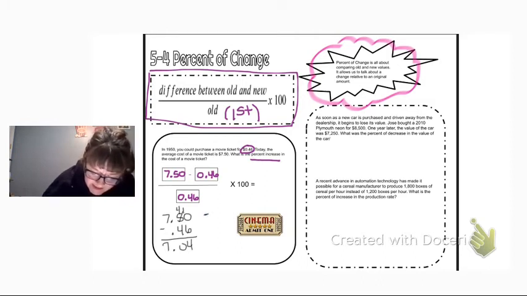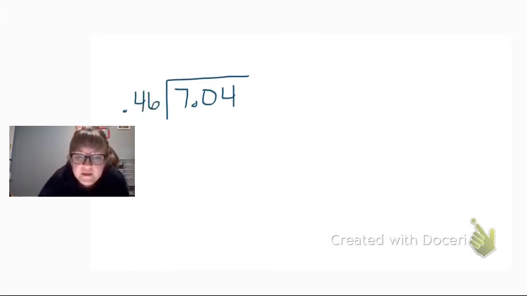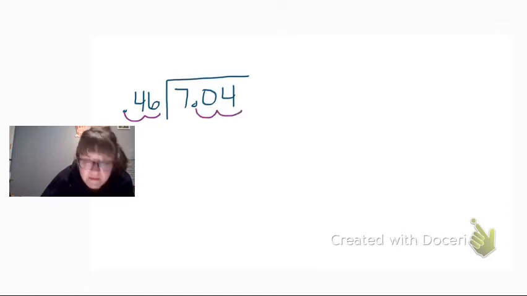So what that means is we have $7.04 divided by what it was first, which was 46 cents. So let's go ahead and set up that division problem. $7.04 divided by 46 cents. And we know that when we divide with decimals, we can't have a decimal outside the house. So we'll move that decimal 2 to the right, which means we'll then come in the house and move that decimal 2 to the right as well. And then we'll place our decimal correctly on the roof.